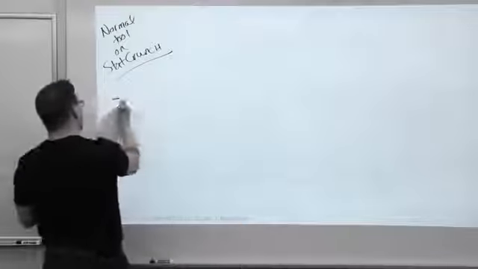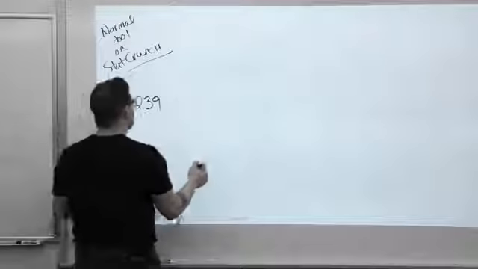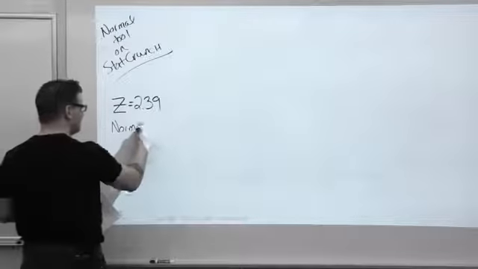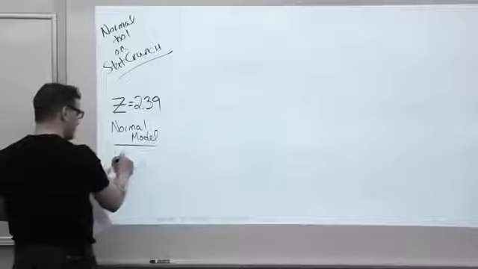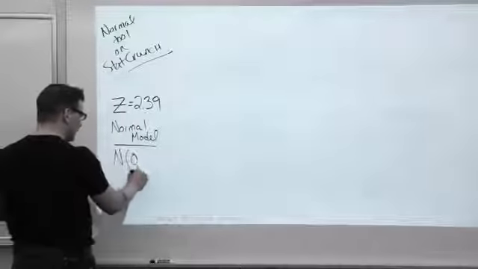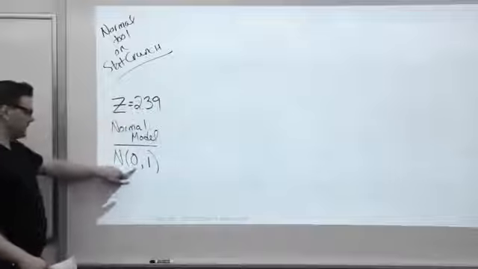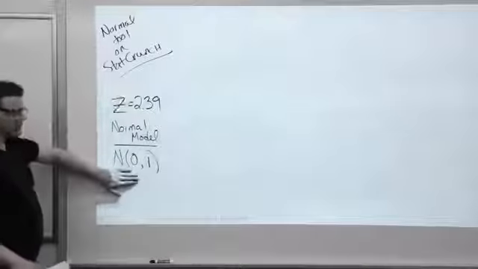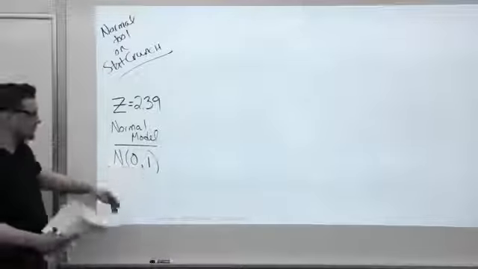Remember that the z-score was 2.39. Since we converted to z, we are using a normal model because p-hat is normal, and which normal model? It's the standard normal model. Remember, whenever I convert to z-scores, the mean is now 0, standard deviation is now 1. So when you're doing StatCrunch, it's the default, but just be cognizant that that's what you're using.